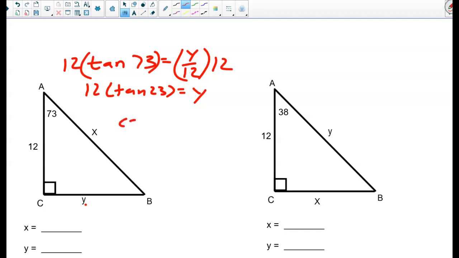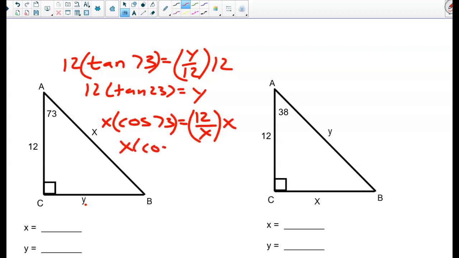The cosine of 73 is equal to 12 over x. You multiply both sides by the variable, and then you divide both sides by the cosine of 73. That's what I'm typing into my calculator. I don't touch my calculator until I get there. You don't need to. You do the work, then you type it in the calculator.